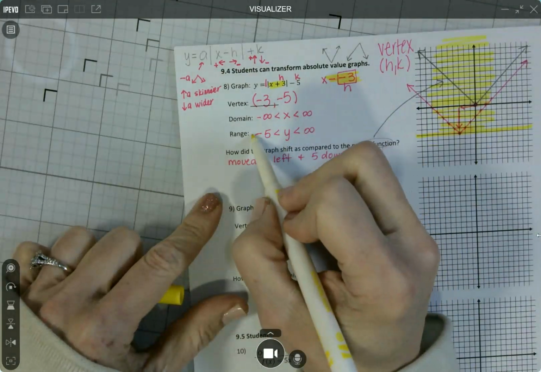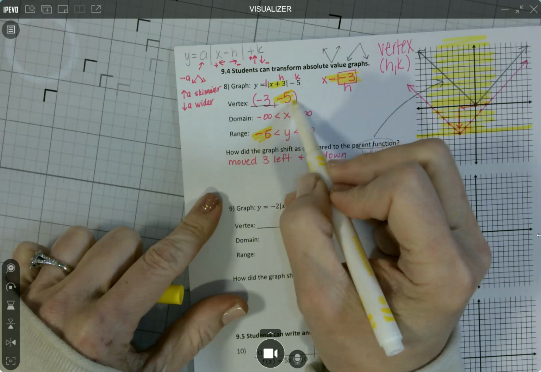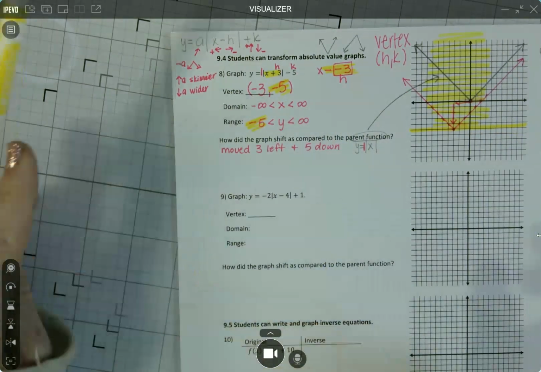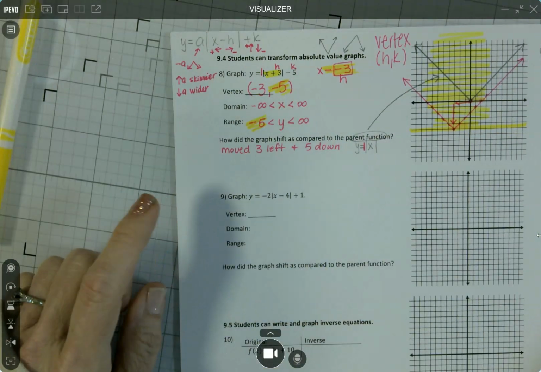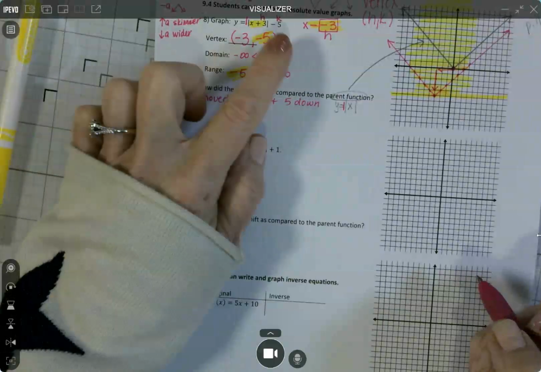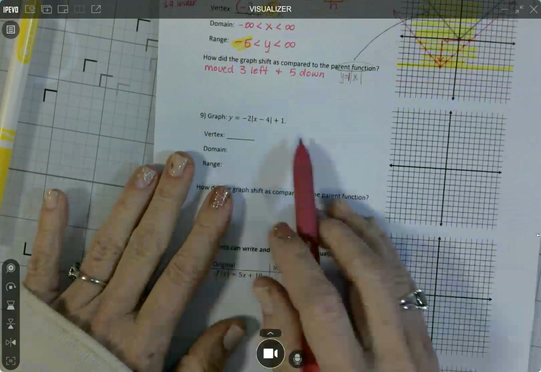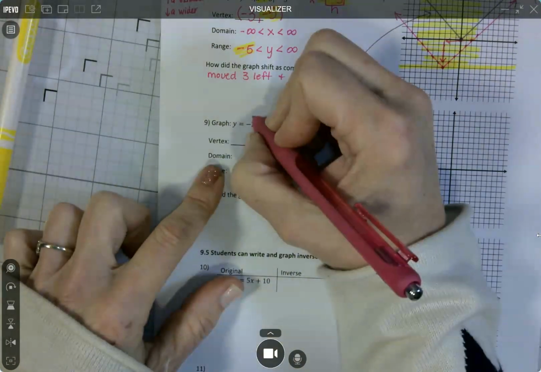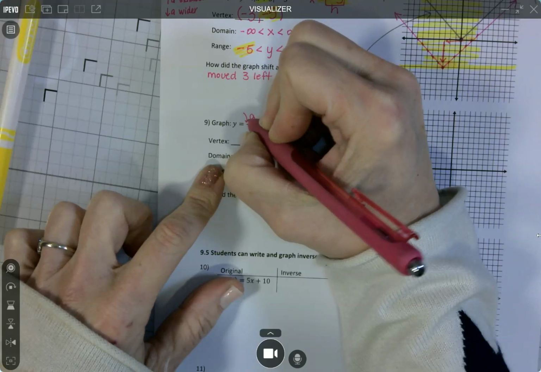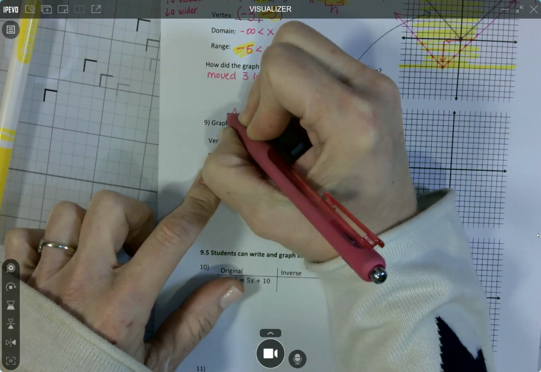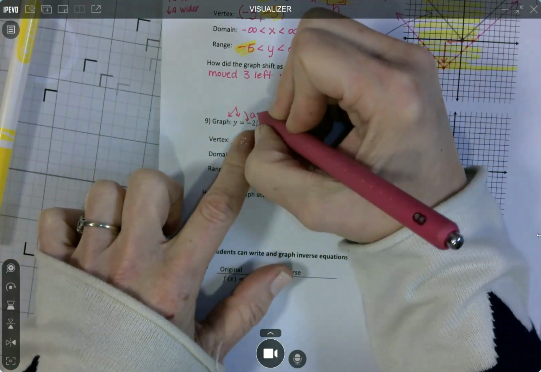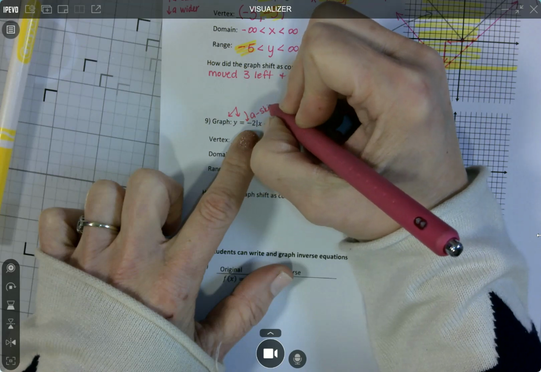So this K, this right here is your K, by the way. That rhymes, doesn't it? Okay, I know, silly. But that's what's happening. All right, let's do it again. This is A. Negative means it's going to flip down like this. A got bigger, so it's going to get skinnier.